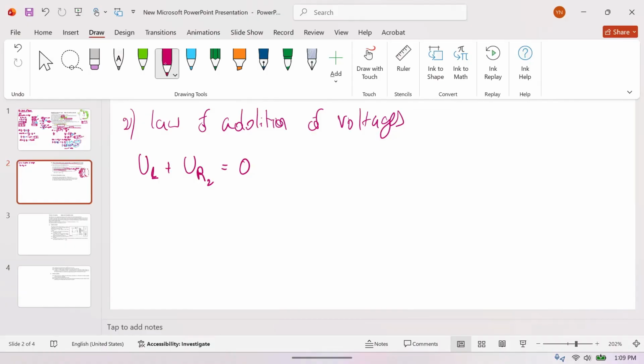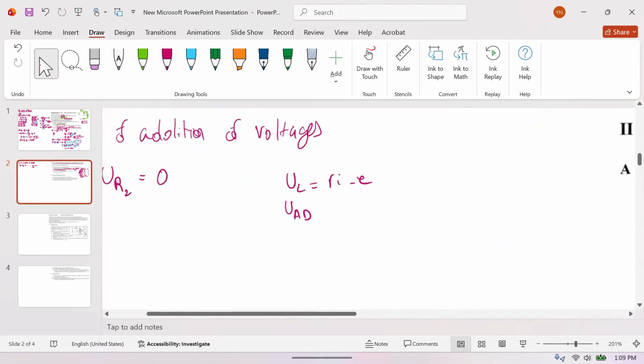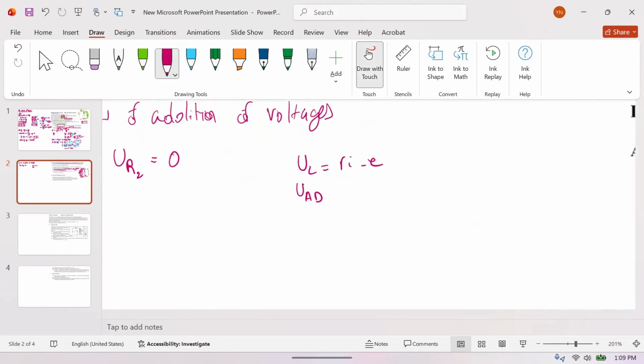And at some point the current will stop, but the coil is trying to help it a little bit more before shutting down. Now UL is still Ri minus E. Why? Because the current is still flowing from A to D. I suppose it's D. Yeah. Okay, so UAD is still Ri minus E. The current is still flowing in the same direction. I don't have a problem.